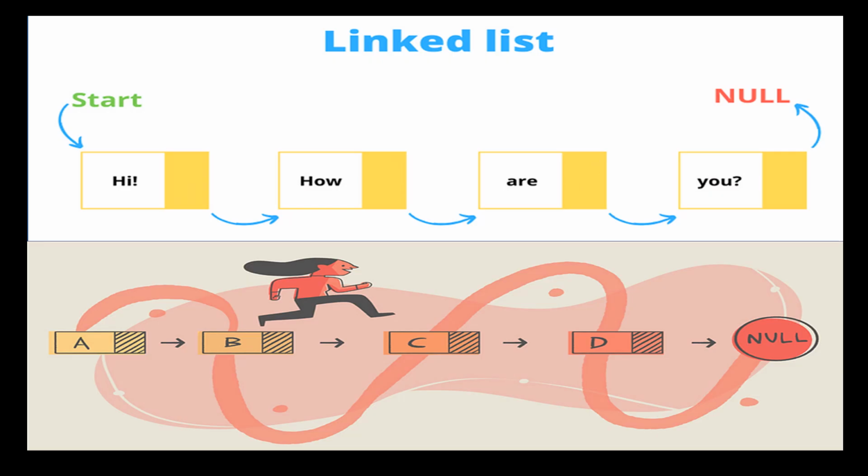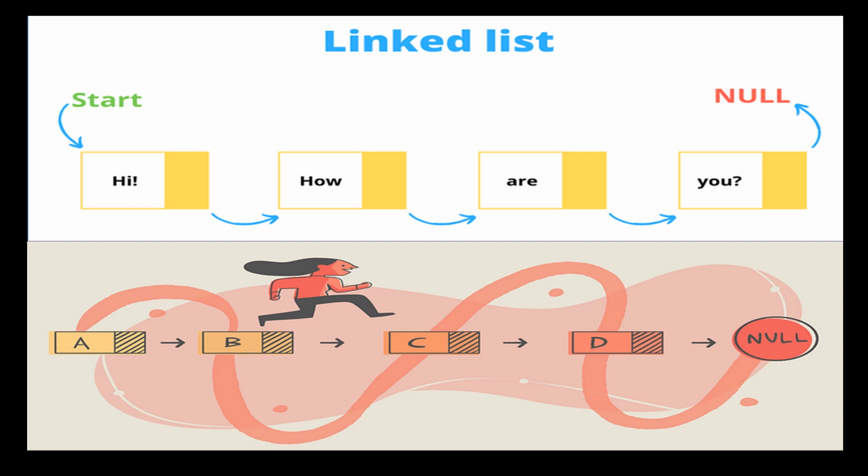Basically, linked list is a data structure that stores a sequence of elements where each element is a node. Now each node contains a value and a reference to the next node in the sequence, and this allows for easy insertion and deletion of elements in the middle of the list, unlike an array where elements need to be shifted to make room for new elements.